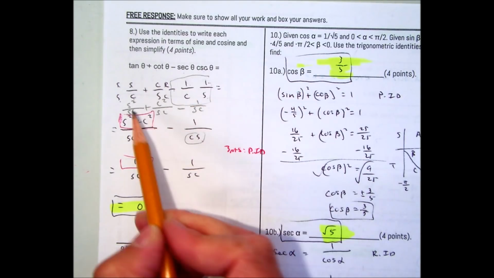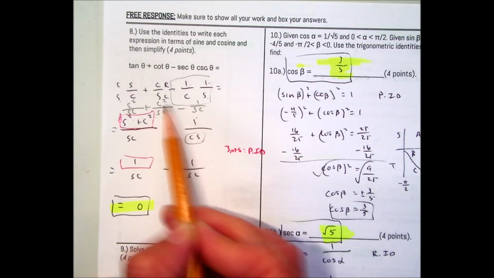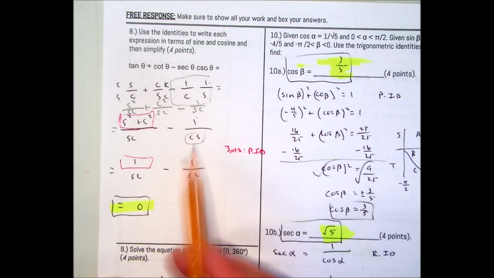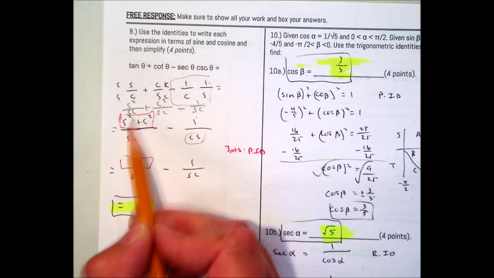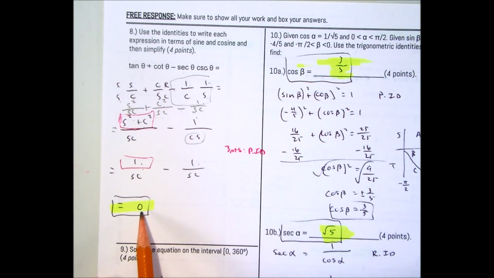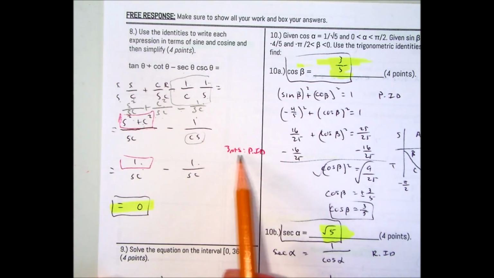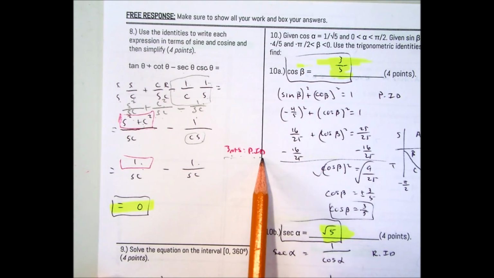And now I have a common denominator for all of them. It's really sine squared plus cosine squared minus 1 all over sine cosine. Sine squared plus cosine squared equals 1. So 1 minus 1 is 0 over sine cosine, or the answer is just 0. If you did all this but got stuck here, then I give you 3 points if you knew the Pythagorean Identity.